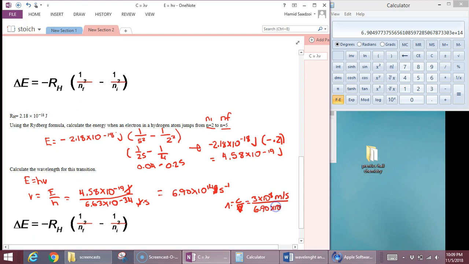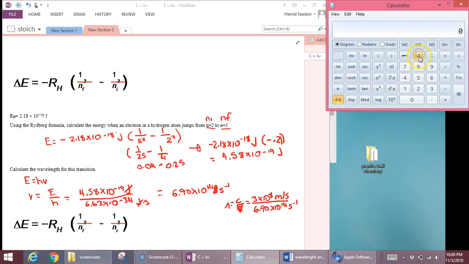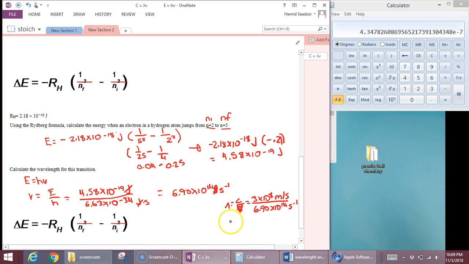Divided by 6.90 times 10 to the 14th seconds to the negative 1. So clear this out, 3 exponent 8 divided by 6.90 exponent 14. So we get 4.34 times 10 to negative 7 meters.